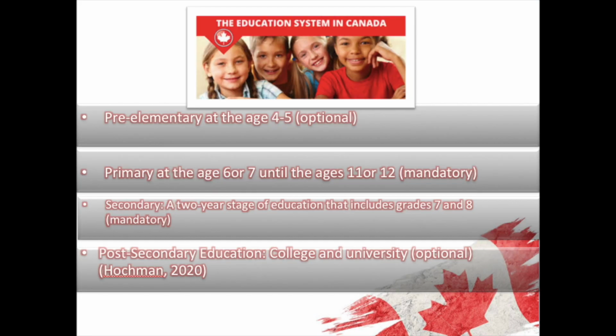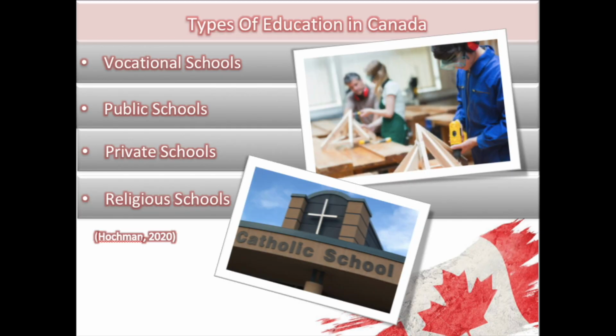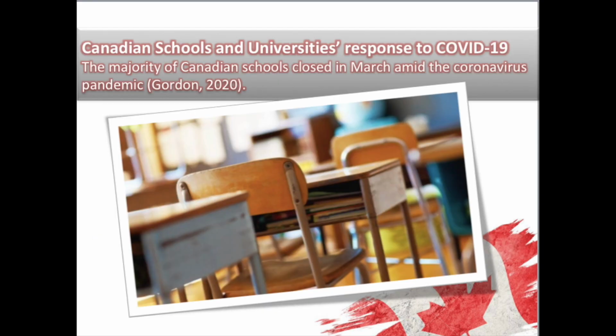Some stages in the Canadian education systems are mandatory and some others are optional. So the pre-elementary at the age of 4 and 5 is optional. Primary and secondary stages are mandatory, while post-secondary education, which is college and universities, is optional too. Types of education in Canada. So we can find vocational schools which offer vocational training, public schools which are funded by the government, private schools which are not funded by the government, and religious schools that teach the regular school curriculum and religious teachings.